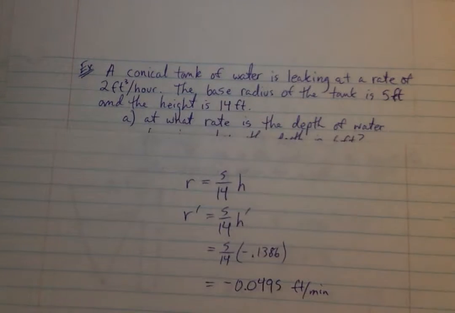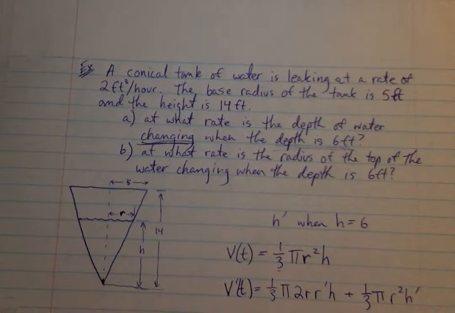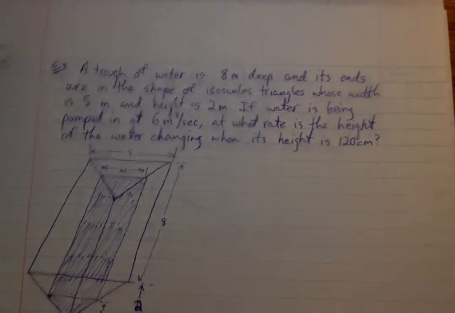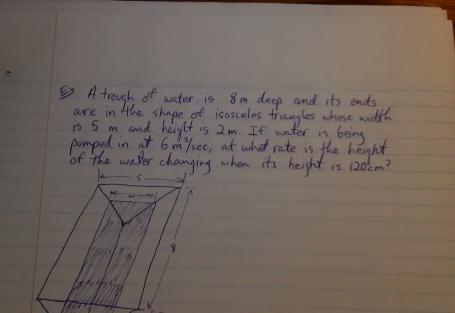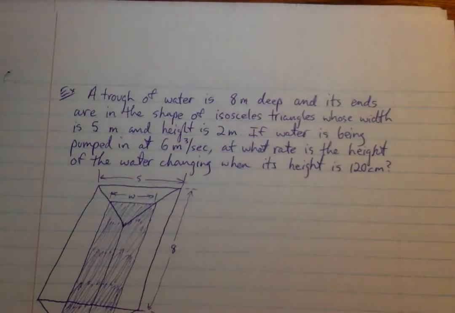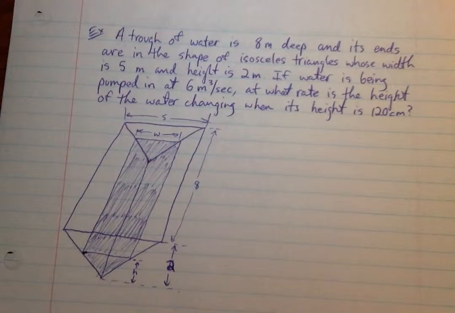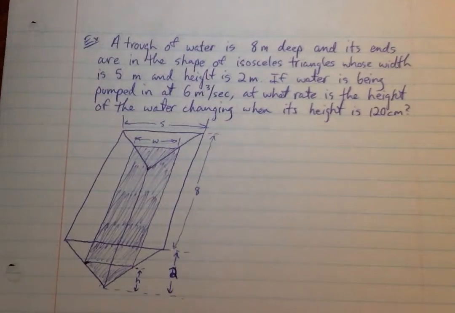Okay. So let's move on now. What do we have now? We have a trough of water. And this trough of water is 8 meters deep, and its ends are in the shape of isosceles triangles, whose width is 5 meters and height is 2 meters. If water is being pumped in at 6 meters cubed per second, at what rate is the height of the water changing when its height is 120 centimeters?